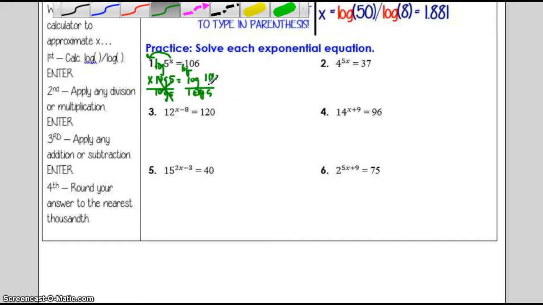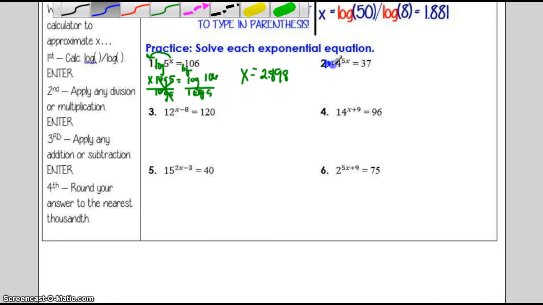So let's type this into our calculator. What is log 106 divided by log 5? And we get x equals 2.898. All right, so let's take a look at the next one here.